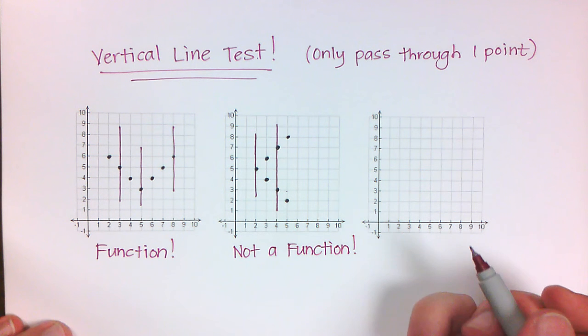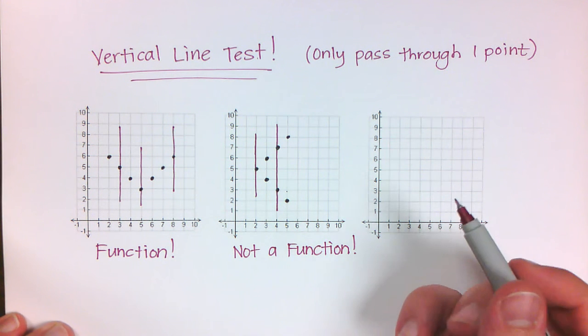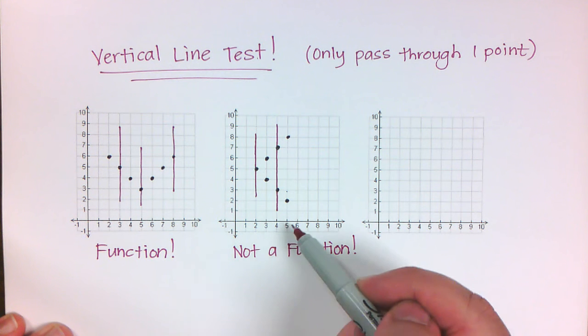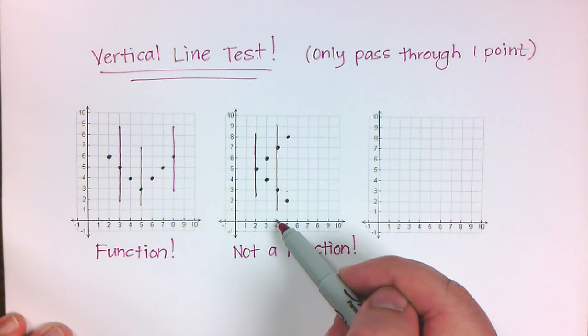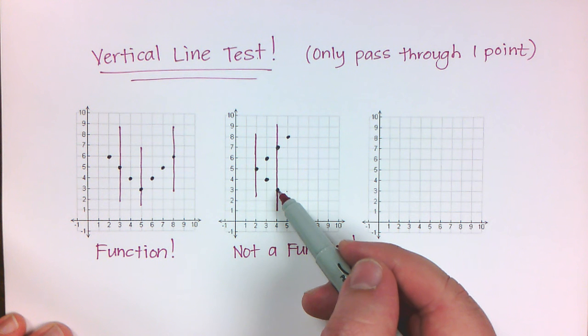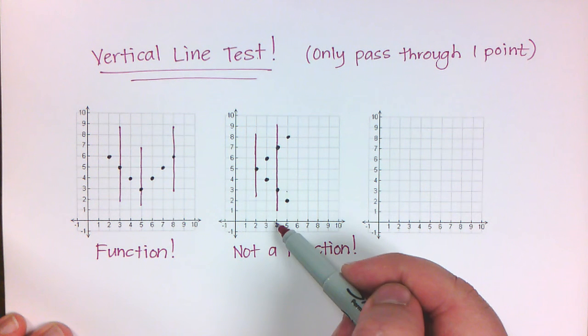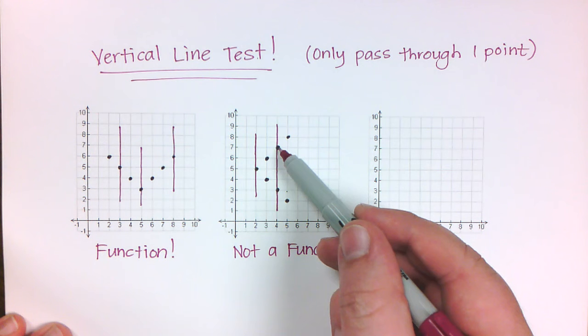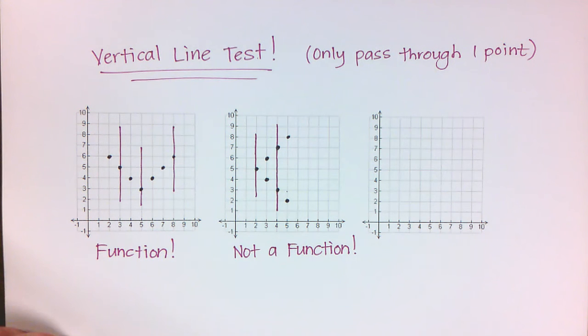And the reason is because of what we learned in our last lesson, that any input, like if I plug in the number 4, I should only get one output. So I should only get, in this case, the number 3. But it said, oh, also if you plug in the number 4, you get the number 7. And that can never happen. You cannot get 2 outputs for the same input.